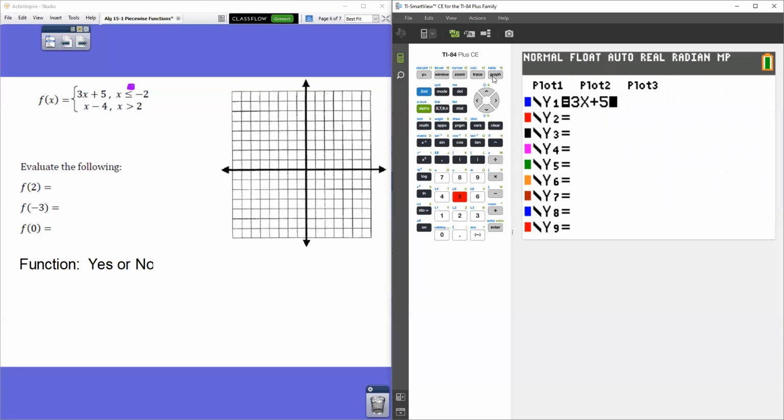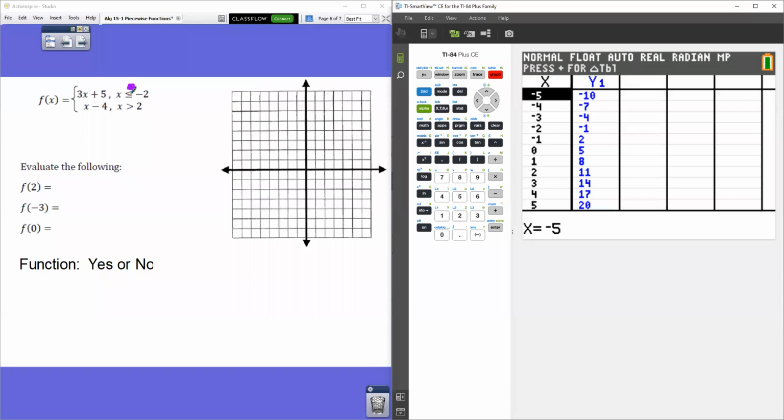I'm going to go to my table. Right? For 3x plus 5, I want all the numbers that are less than or equal to -2. So -2 is -1. Over to -2, down to -1. And because it's or equal to, that is a closed dot. And then -3 is -4. Over to -3, down to -4. Over to -4, down to -7. And my graph looks like this. So I have a straight line going like this, and this is f of x equals 3x plus 5.